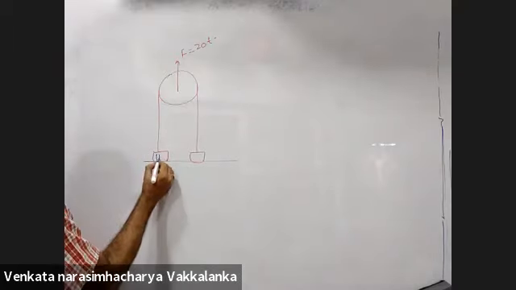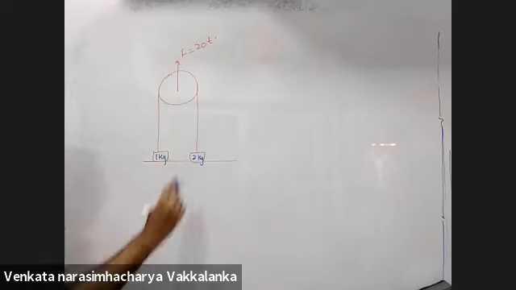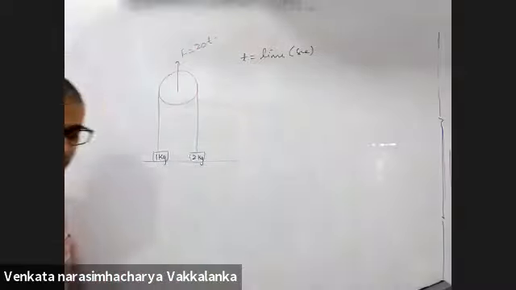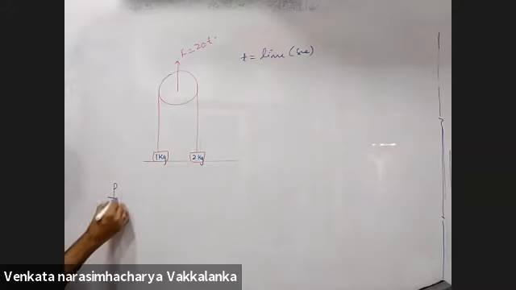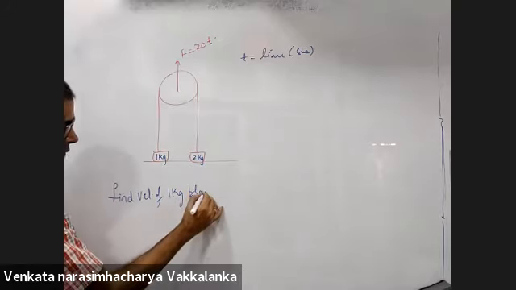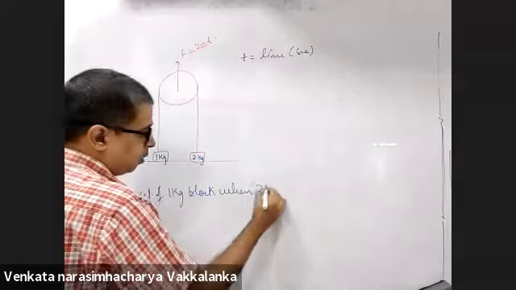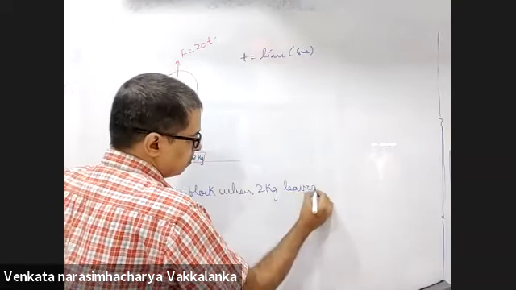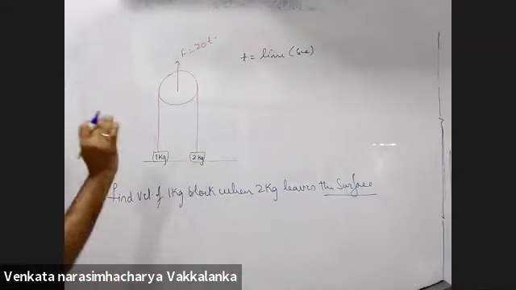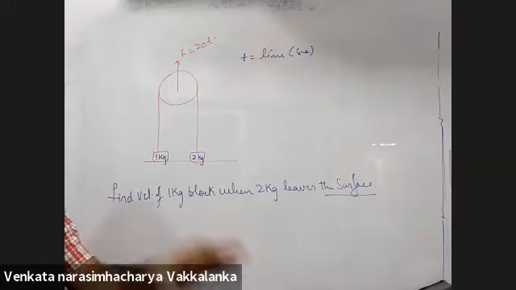This is the 1 kg block. This is a 2 kg block. There is a good catch in this problem. T is time in seconds. They are asking you to find the velocity of the 1 kg block when the 2 kg block leaves the surface. When the 2 kg block leaves the surface, you are interested to know the velocity of the 1 kg block.